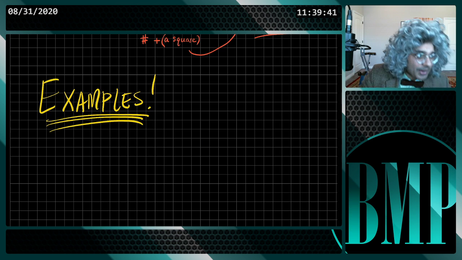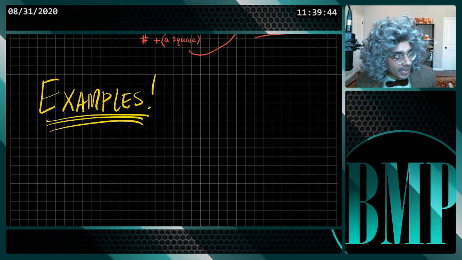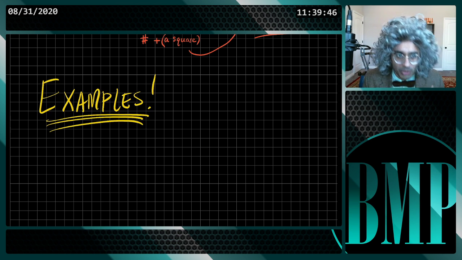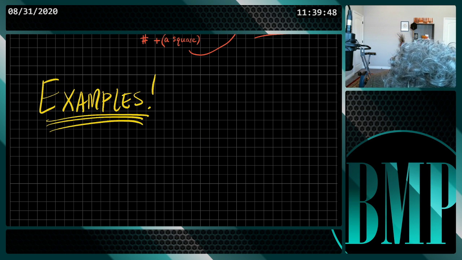PogChamps, you're brimming with excitement. All 25 out of 33 students. You must be brimming with excitement. Okay, good. All right.